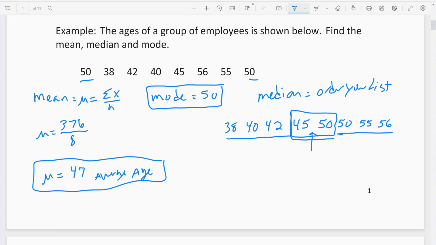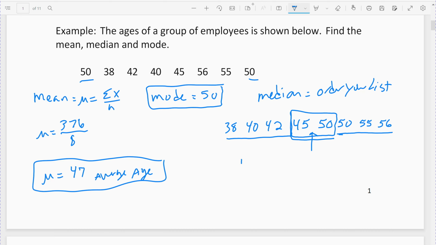There are 2 middle values because you have to have the same number of values above as below. So I can't pick 45, because if I picked 45, there'd be 3 numbers below and 4 numbers above. That wouldn't work. I can't pick 50, because there'd be 3 numbers above and 4 numbers below. You have to have the equal number. So both of those are in the middle, and they have the same number above as they do below. There's 3 below 45 and 3 above 50.